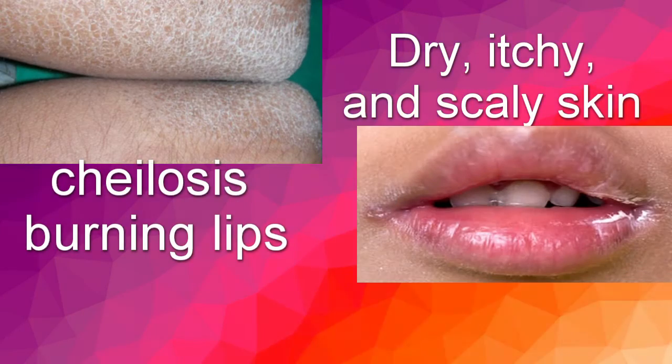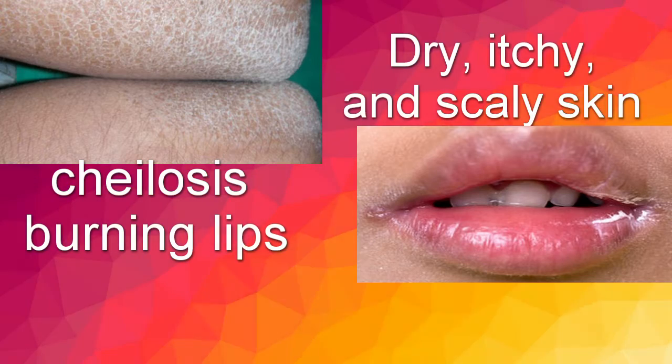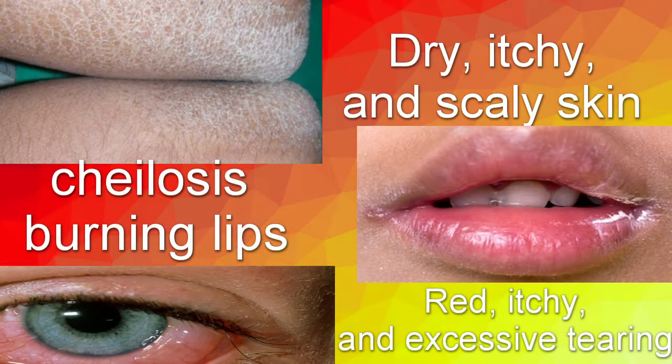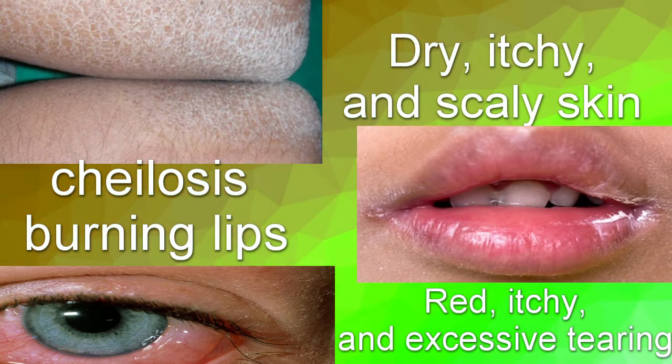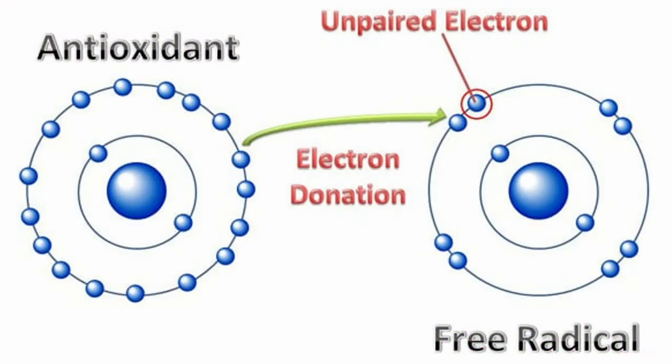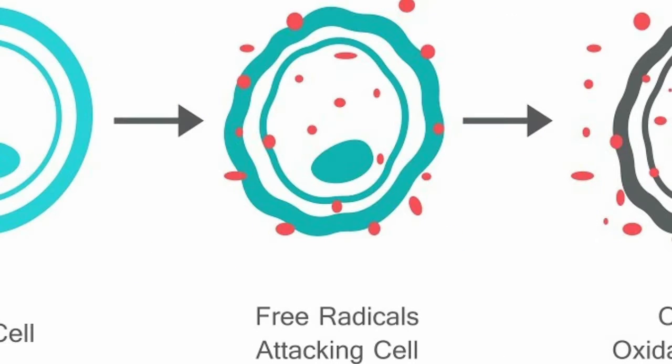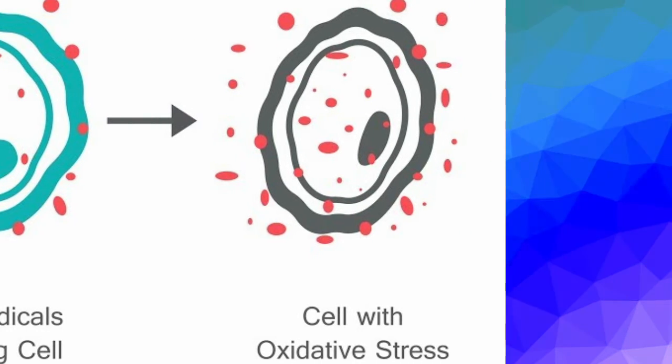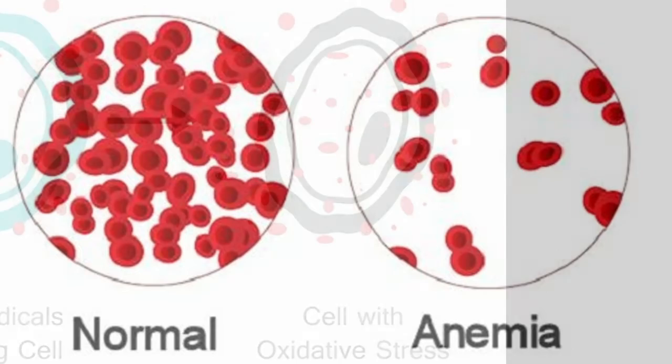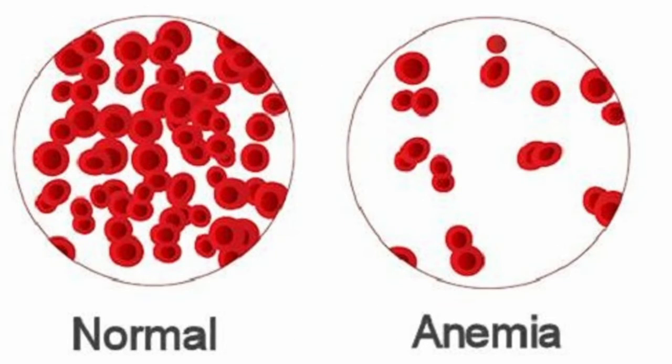Around the mouth, the corners will begin to crack, and the lips will have a burning sensation, and the eyes will become red, itchy, and have excessive tearing. Most of these problems are due to the lowered amount of antioxidative activity from the vitamins. The body will experience more oxidative stress, resulting in cellular damage. Aside from the oxidative stress, a lack of production of red blood cells will bring on anemia and the symptoms that accompany it.